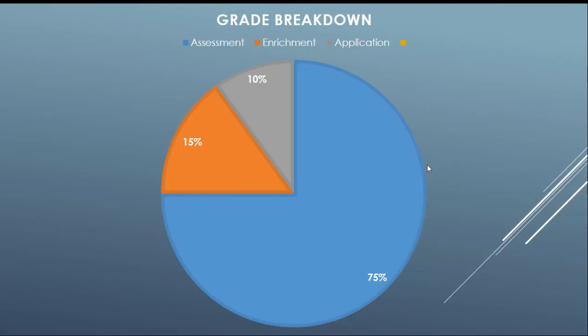In terms of the grade breakdown of this class, you can tell by this pie chart here, the class is 75% assessment. That your grade will be 75% assessment. And I'll talk more about that later. 15% will be enrichment and 10% will be an application. And I will define all those things in a minute here.